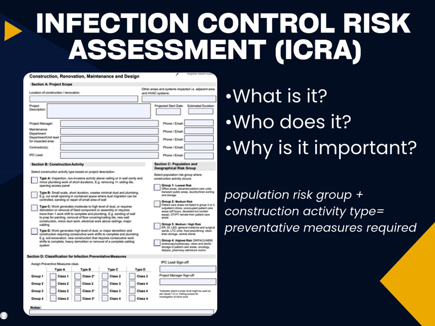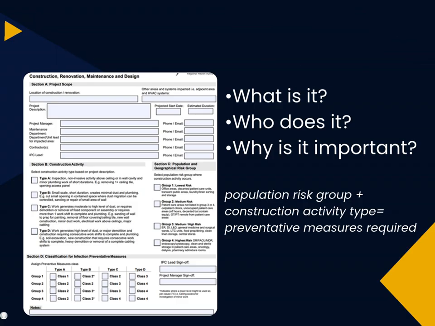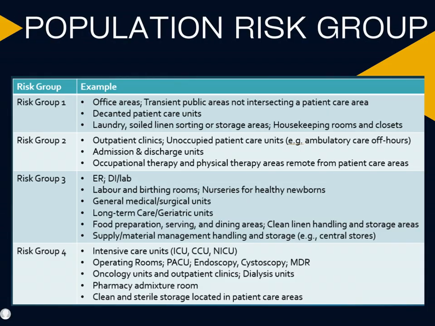Why is it important? The ICRA clearly identifies the infection prevention measures that must be implemented to protect patients and reduce the risk of healthcare-associated infections during the project. The level of preventative measures required increases with the vulnerability of the patient population in the area where the CRM project occurs. Population risk groups are arranged on a graduated scale, with risk group 1 representing the lowest risk and risk group 4 the highest.